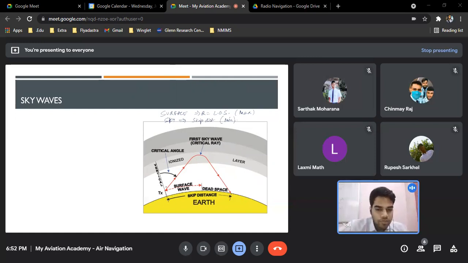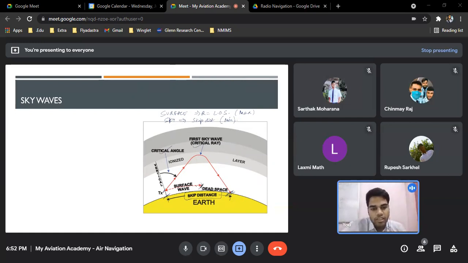Let's see this figure now. There is a critical angle. There is a first sky wave which is returning back. This is my skip distance. And the surface wave, you can see the surface wave also here. It goes from the transmitter to whatever point it reaches till the attenuation occurs and it is lost.